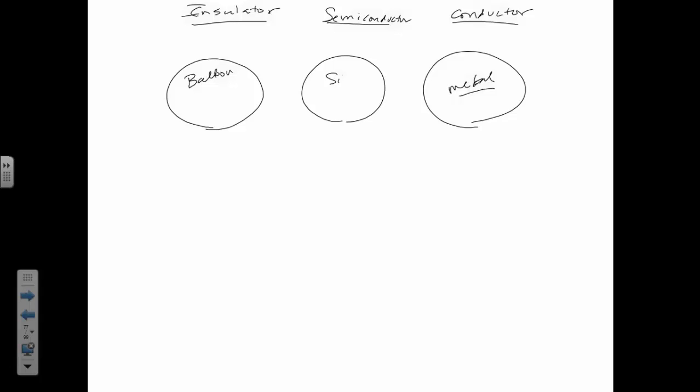Silicon and gallium arsenide are the two most common semiconductors we use. Those are what our electronics are made out of. The properties of semiconductors are really important, but we won't go into a lot of detail about those.